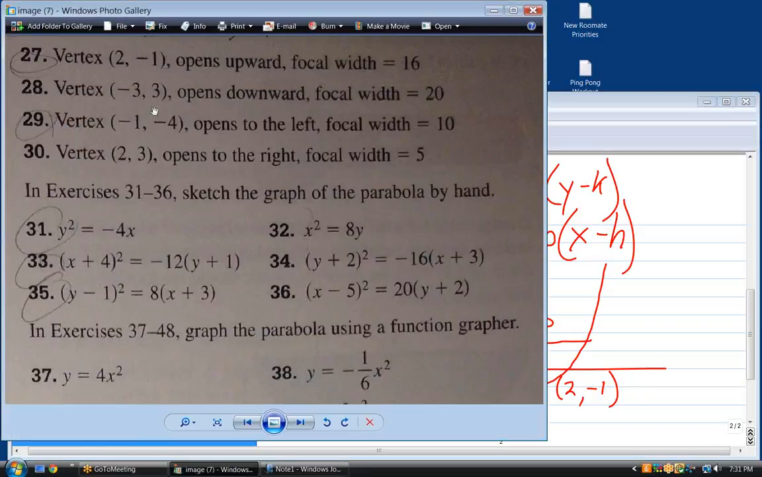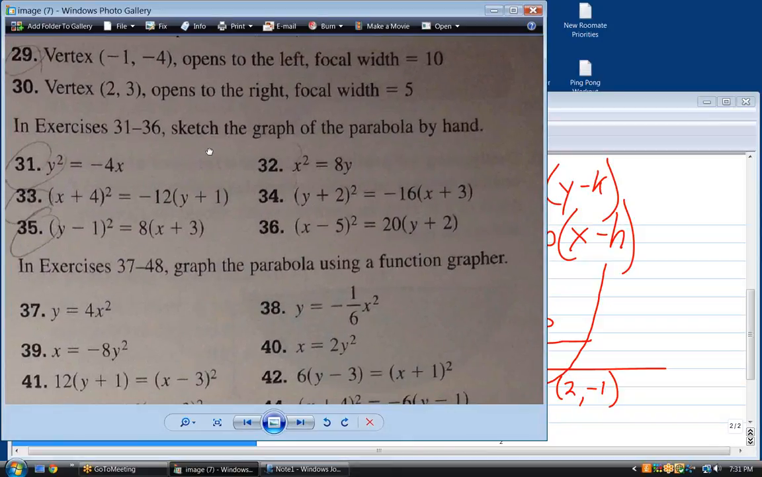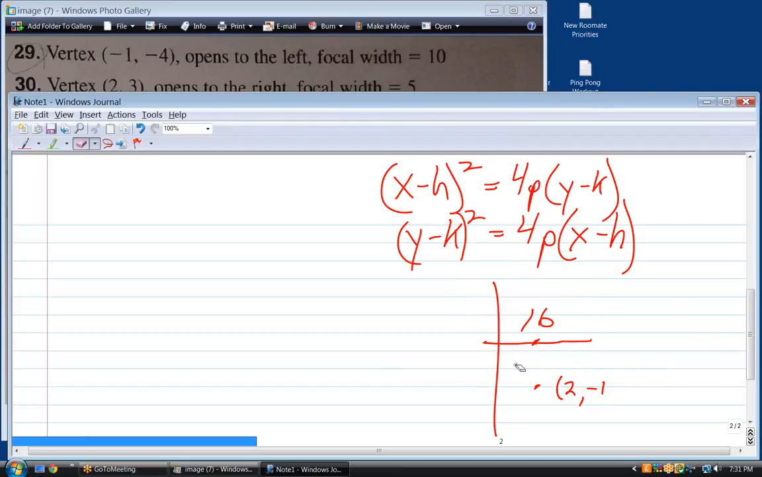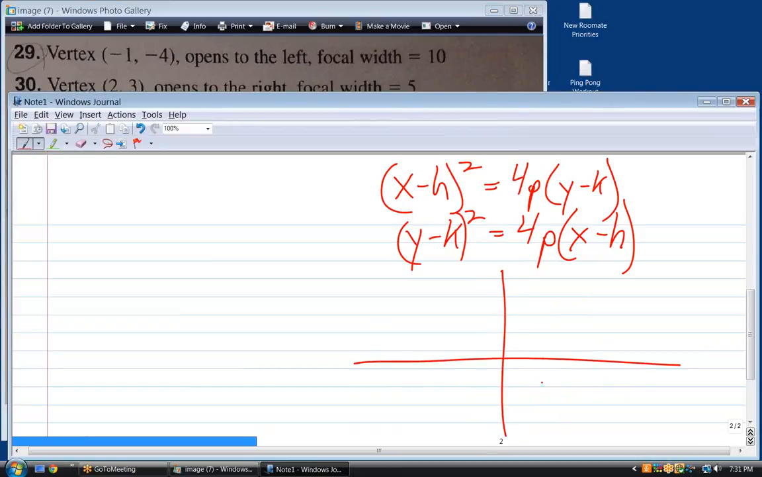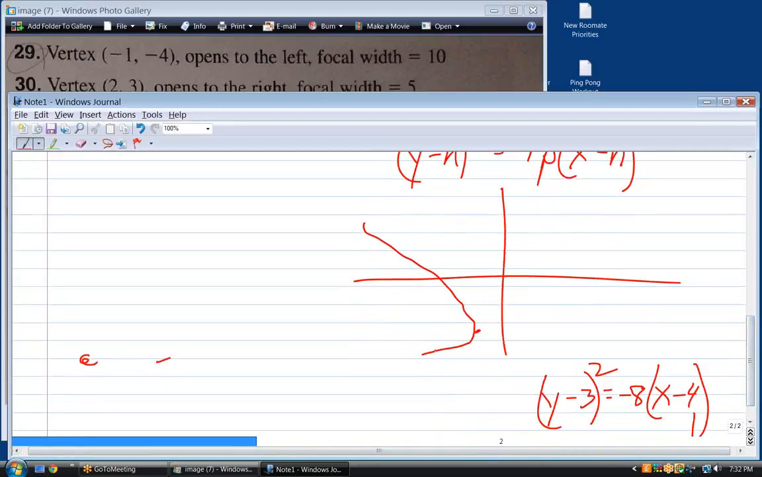And there are so many different things they can give you. In other words, they can give you 2 pieces or 3 pieces of information that allow you to calculate everything. And that's what they're doing. So, this one, our vertex is at -1, -4. Opens to the left. Focal width of 10.